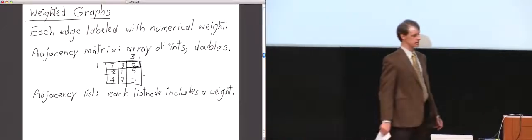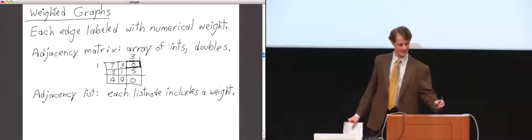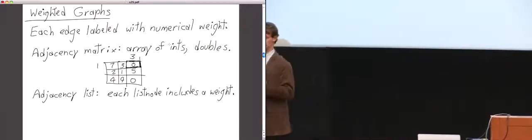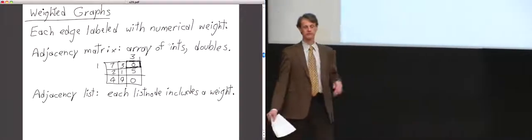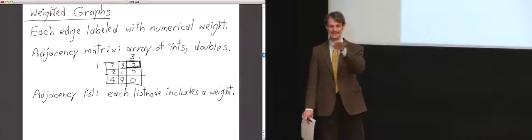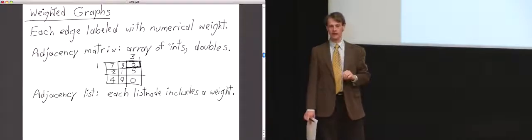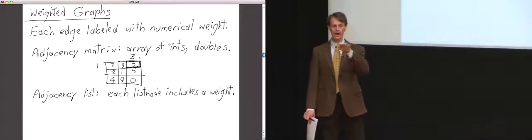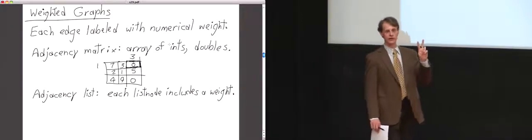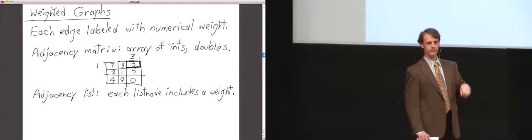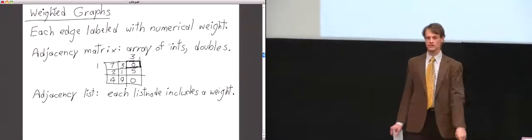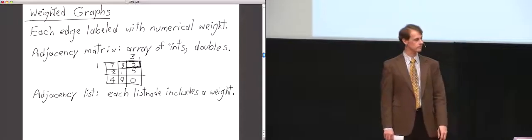One other thing I'll mention is that if you're storing an adjacency list as an array of arrays instead of a list of linked lists, then now you need two arrays. One array for the destination vertices and one array with the weights, and you need that for every source vertex. So now you have two arrays for every source vertex instead of one. Any questions about these representations, how to represent a weighted graph?